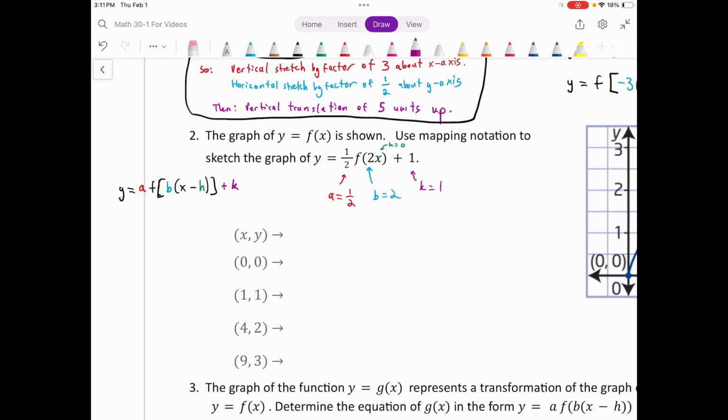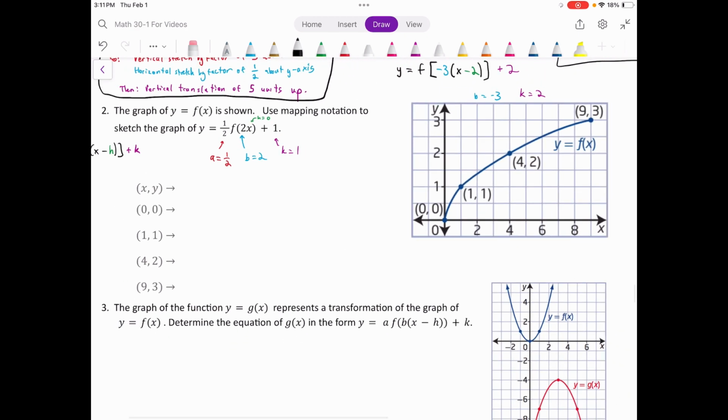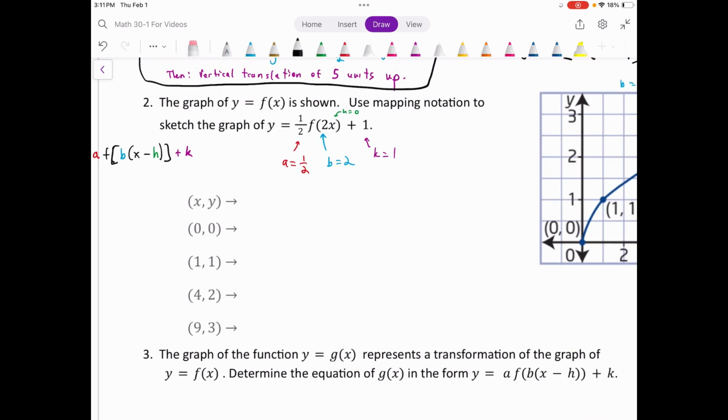Okay, so let's think about what that's going to do to each point. It wants us to use mapping notation. Mapping notation is often very handy when we're trying to sketch the graph, because it's instructions on what to do to each point. So in general, if we have some point on our original graph, x, y, what is going to happen to that general point if a is 1/2, b is 2, and k is 1?